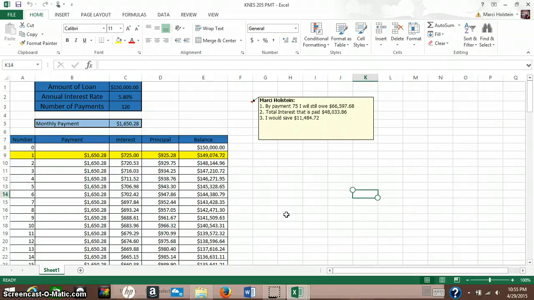And then the final question is, if you found a bank who would loan you the money for 4.5%, how much money would you save? So instead of having this 5.8, it would be 4.5. So let's say that, and once you type that in, it'll change all of your numbers accordingly.